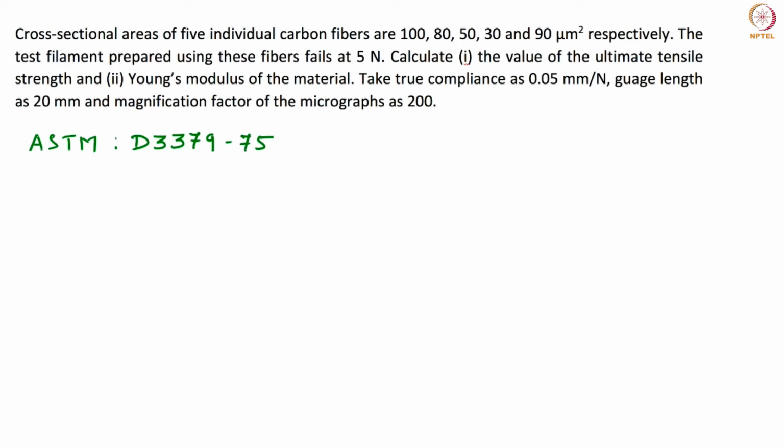Okay, so what are the things now that are given to us? First of all, we have these fiber diameters, fiber areas, so cross-sectional areas, which are the values of AF. So we will see when we write down the formula. What do we have here? 100, 80, 50, 30 and 90. By the way, we have taken only 5 fibers here because this is just an example. But when you're actually doing the experiments, then you should take a minimum of 10 fibers. Okay, so this is one thing that is given to us. What else?